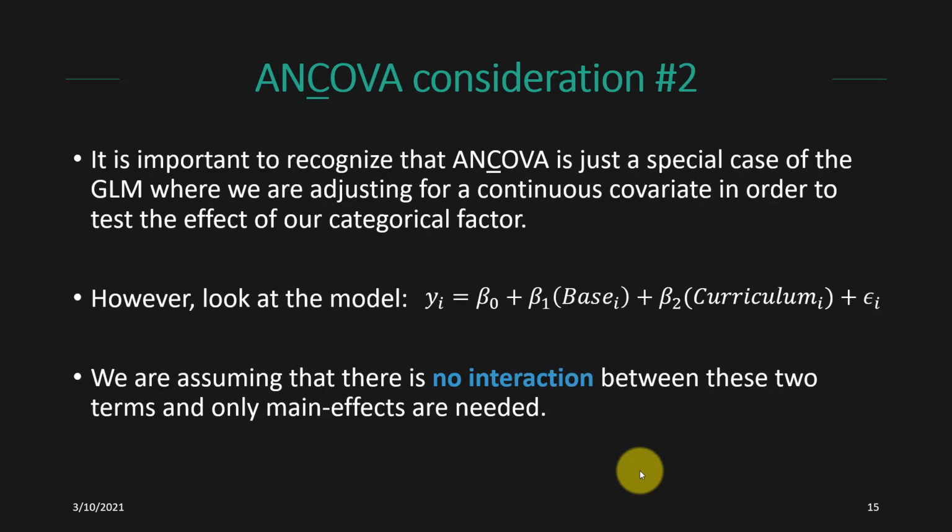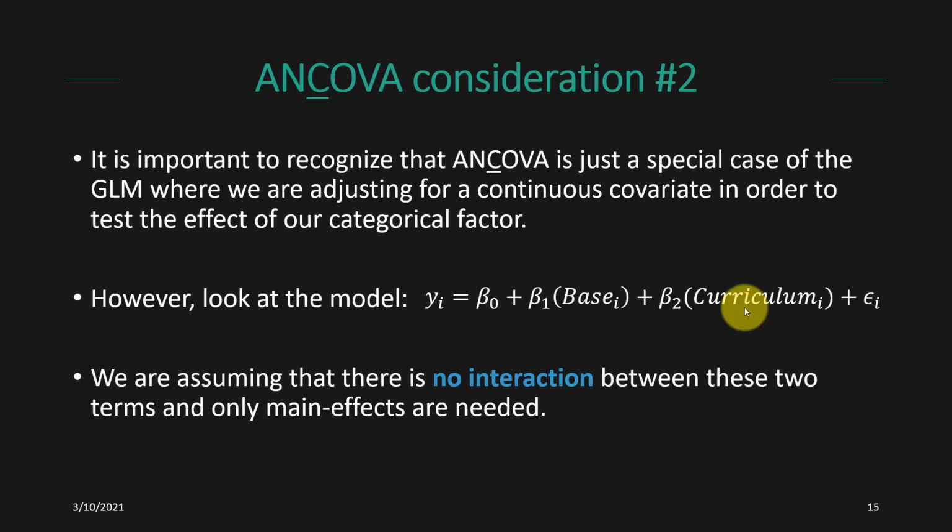So you shouldn't really use statistical significance when you're considering what covariates you want to include in your model or not. The second consideration that we need to make with analysis of covariance is that it is just a special case of the general linear model where we're adjusting for a continuous covariate in order to test the effect of our categorical factor, right? So from our teaching example, we're looking at post-test scores as a function of an intercept, a slope times your baseline, and a slope times your curriculum. When we write this out as a multivariable regression, one thing that should be apparent is that there's no interaction term in this model. We're just looking at two main effects.